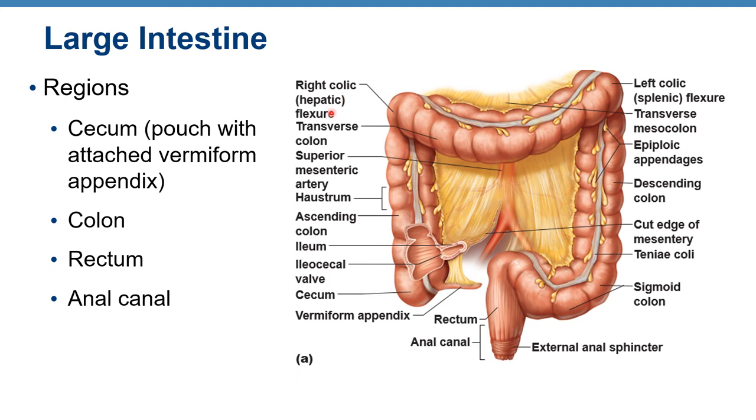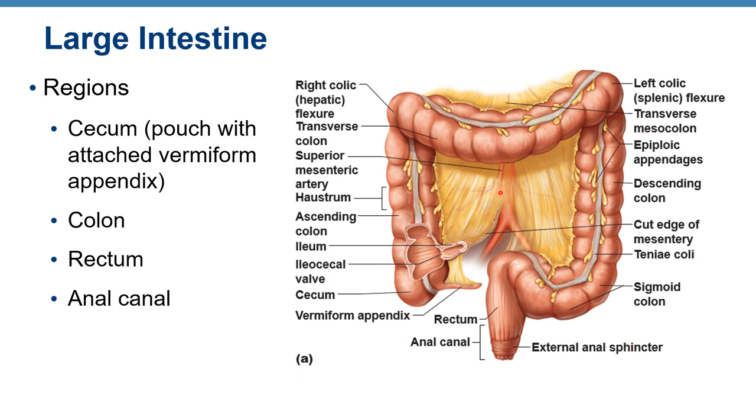So at the right colic flexure, the colon becomes the transverse colon. So that's a transverse colon. Then it makes another turn. Now it's the left colic flexure or left splenic flexure, because that's where we have the spleen. And then the colon goes down, so we call it the descending colon. Then it makes this S-shaped structure, called the sigmoid colon. Then the rectum is a straight part of the large intestine, and the anal canal has external and internal anal sphincters.